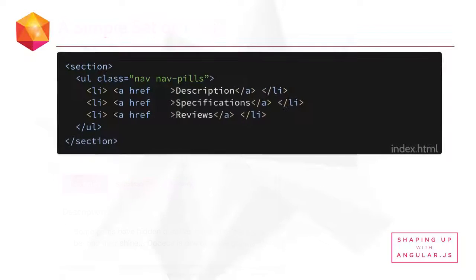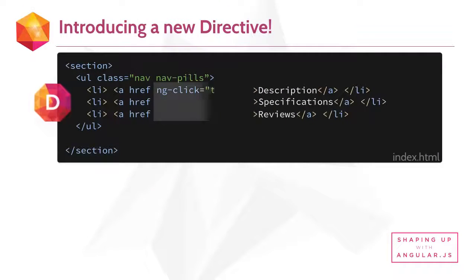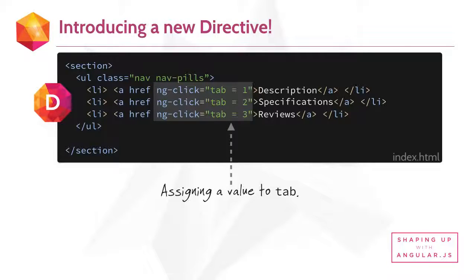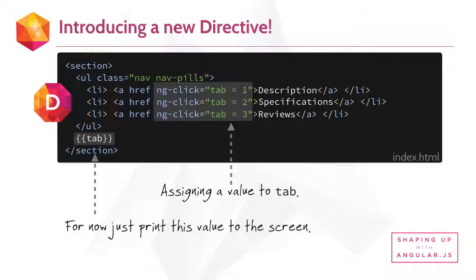One way to do this in Angular is by using the ngClick directive, which takes an expression to evaluate. So here we're saying tab equals 1 when we click on the first one, tab equals 2 when we click on the second, and tab equals 3 when we click on the third. If we want to print out this value to the page, we can simply write tab as an expression. Let's see what this is going to do.